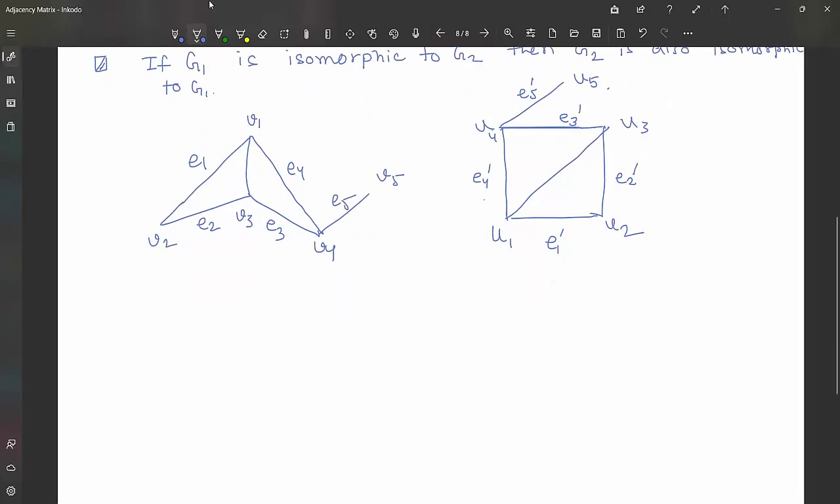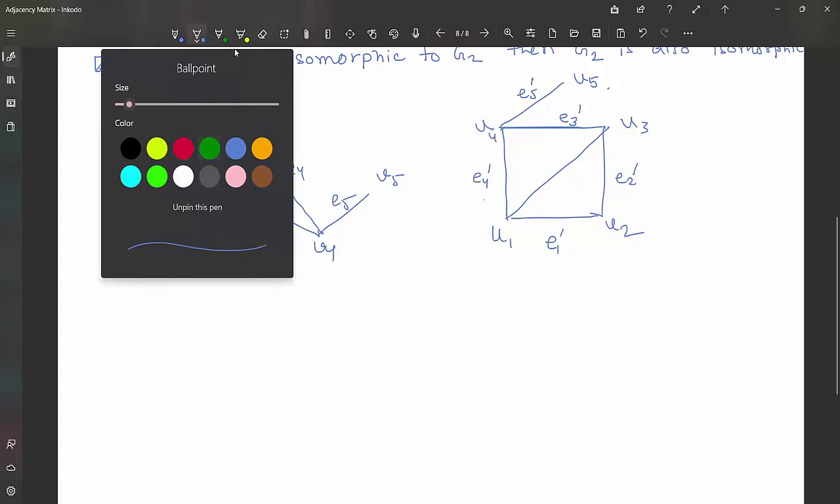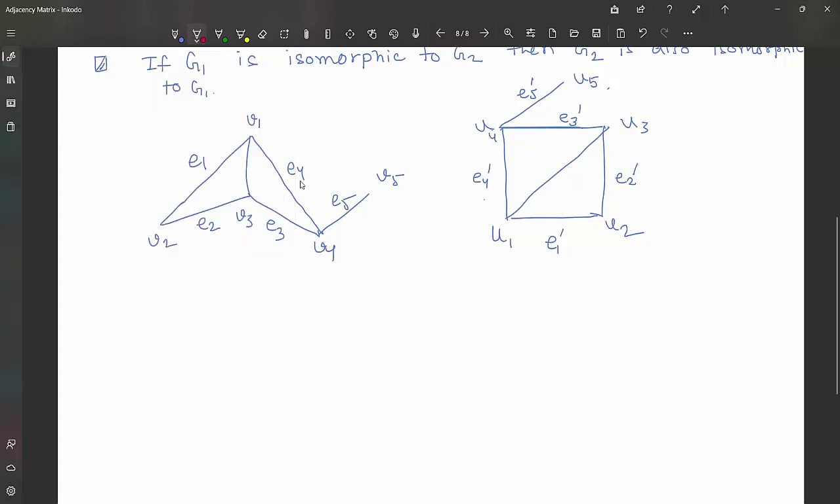This actually looks different, just the presentation is different, but if you see, the degree of the V1 vertex is 3 and the U1 vertex is also 3. The degree of V3 is 3 and of U3 is 3. The degree of V4 is 3 and of U4 is 3. V5 is a pendant vertex and U5 is a pendant vertex, and V2 is a degree 2 vertex and U2 is a degree 2 vertex. So we take this type of association.